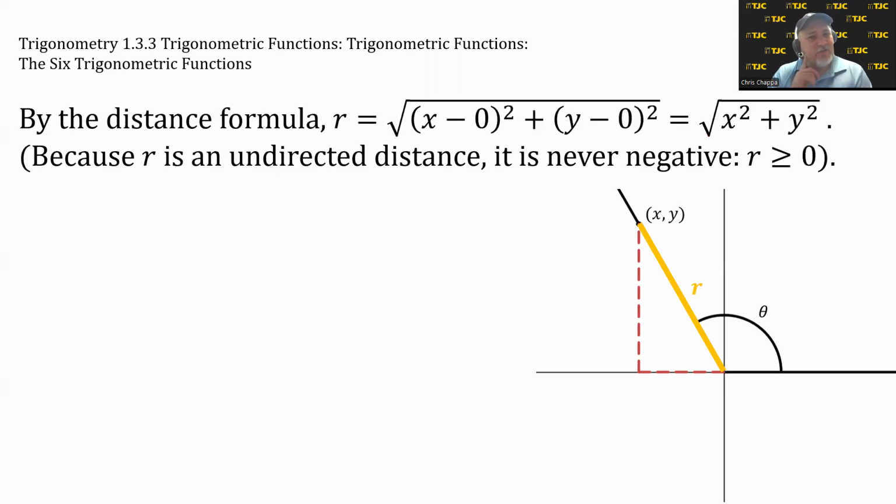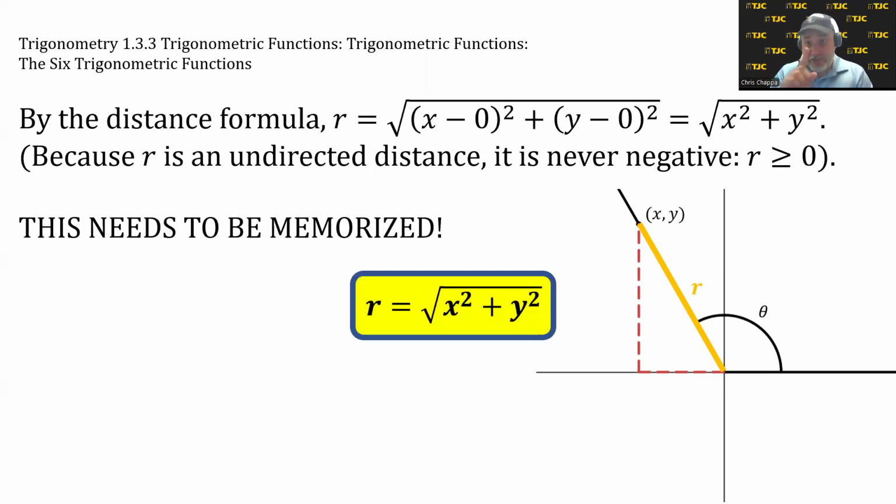And if we use the distance formula with the origin and the point x comma y, we get that r is the square root of x squared plus y squared. Now, because r is an undirected distance, it's measuring how long something is, it's never negative. So r is always greater than or equal to 0. This needs to be memorized. r is the square root of x squared plus y squared.